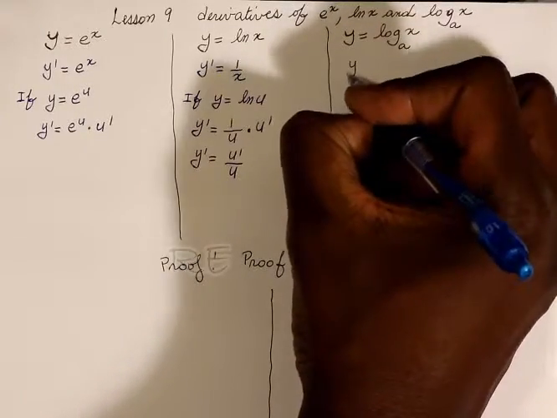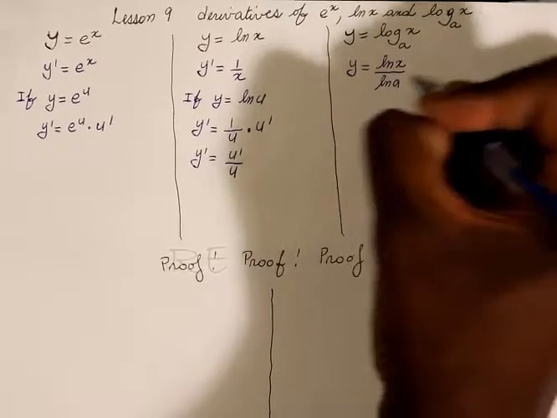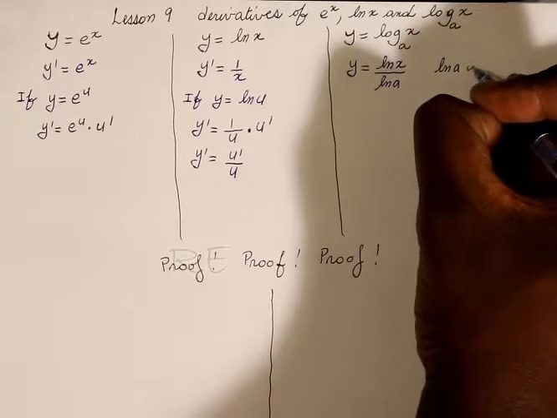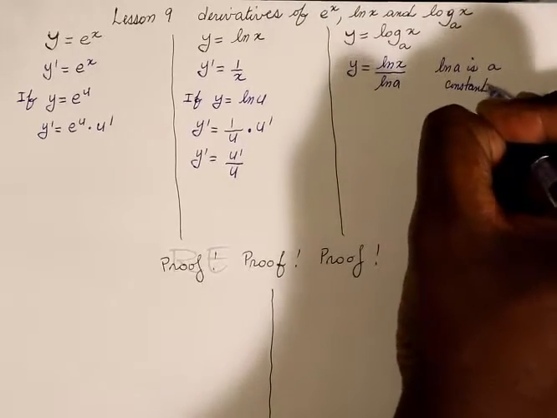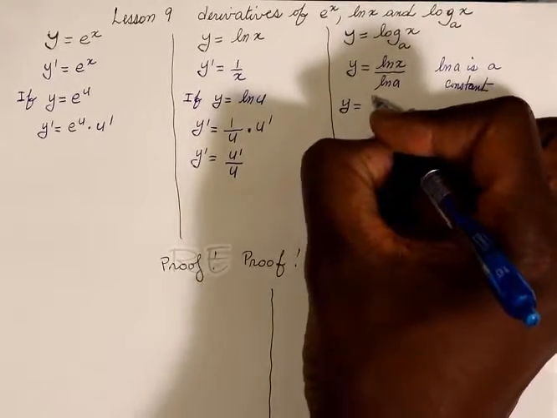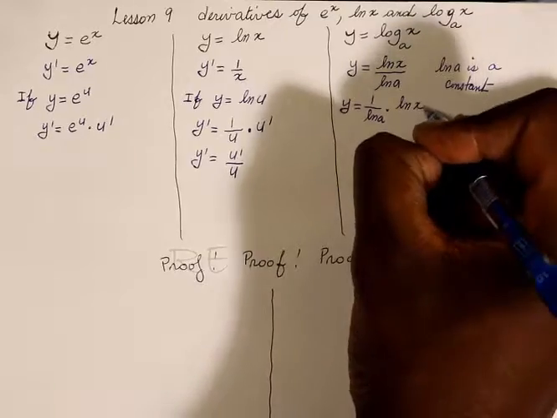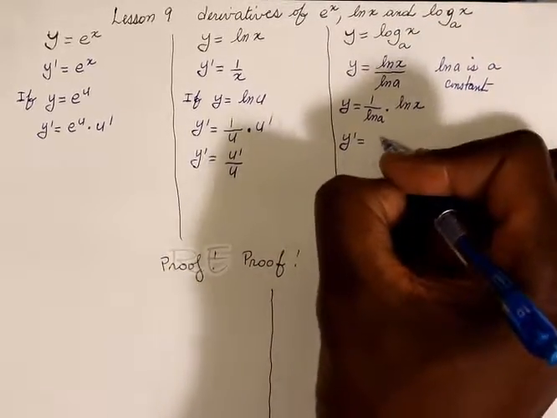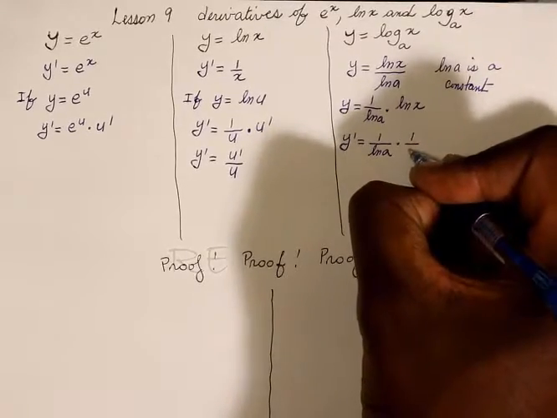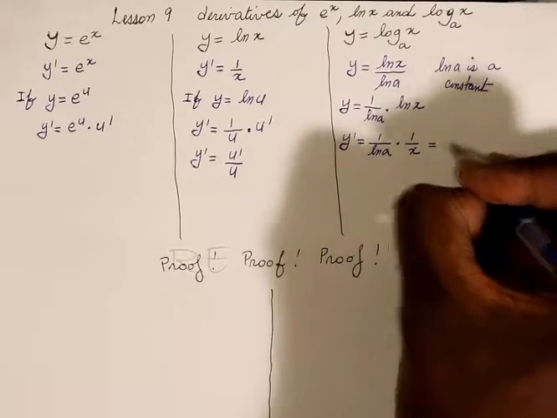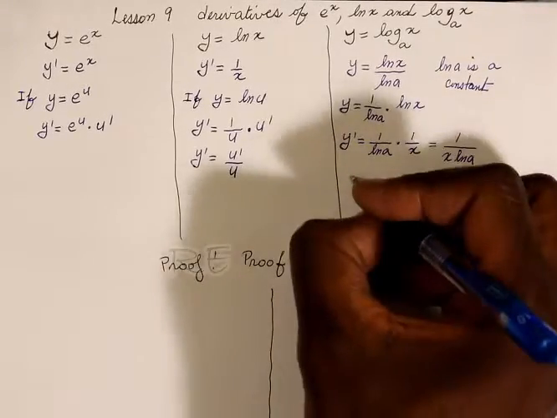Now, the function y equal to log base a of x can be written as ln x over ln a. We know that ln a is a constant. If it's a constant, we can pull it out, so y is equal to 1 over ln a multiplied by ln x. We know that the derivative of ln x is 1 over x, and ln a as a constant will not change, so it's 1 over ln a multiplied by 1 over x. Grouping them together, it's 1 over x ln a.